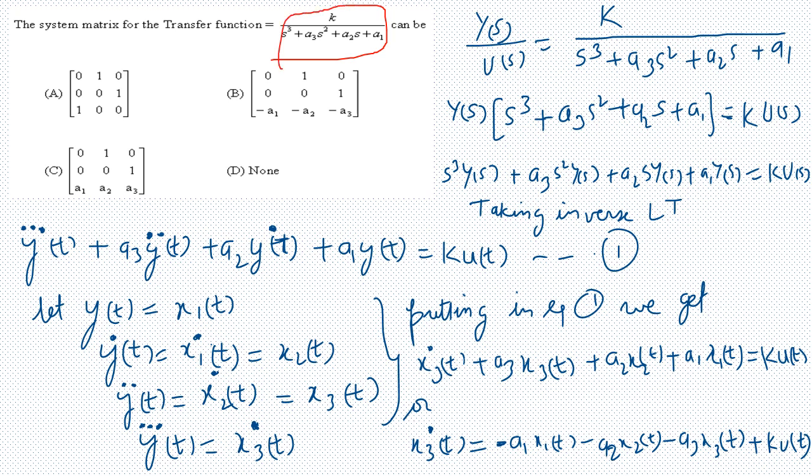Now we will equate it to y of s over u of s, that's what is written here. Now we cross multiply these two. Once you cross multiply, what you get is: y of s into s cube plus a3 s square plus a2 s plus a1 equal to k u of s. This is what you get.